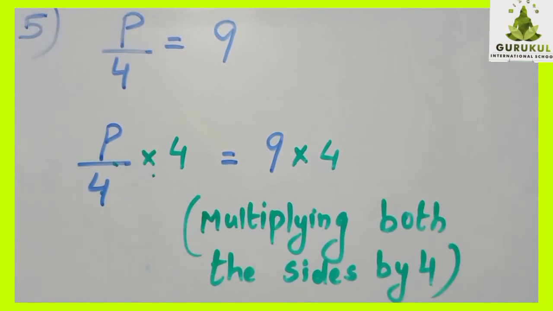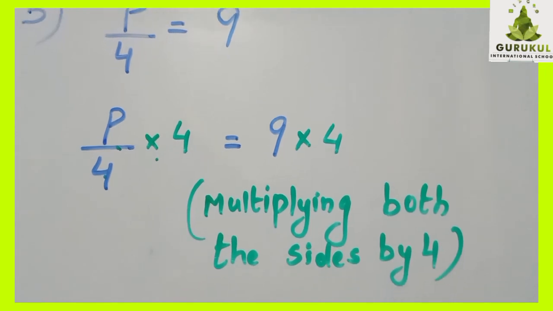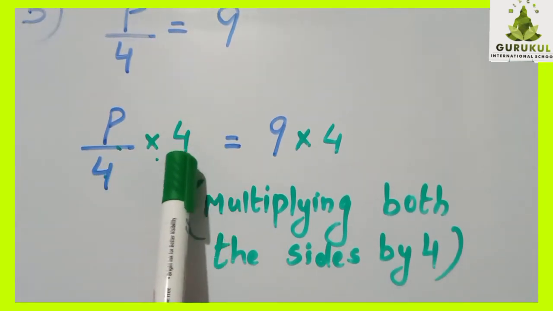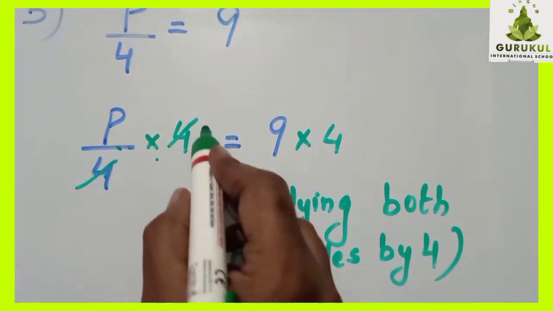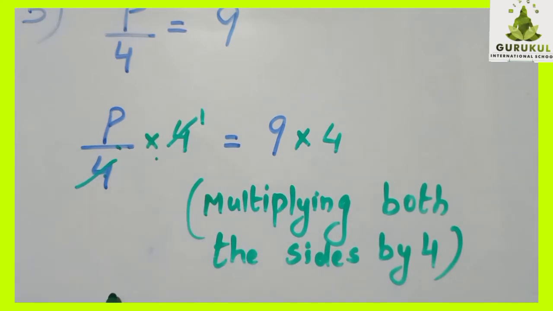Copy down here p. So I multiplied both the sides by 4. Division by 4, its opposite is multiplication by 4 in the numerator. So this gets cancelled here this way. 4 times 1 times 4. Is it clear?